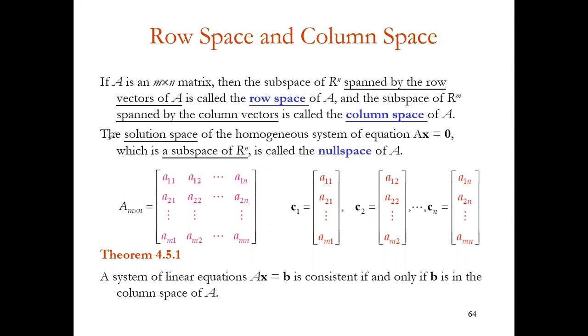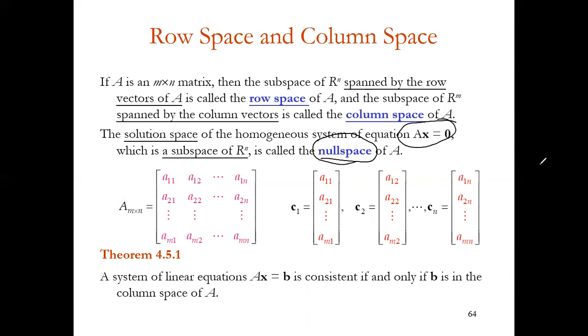Now, if we have a homogeneous system of linear equations, in the form of Ax equals 0, for example, the solution of this equation is a subspace of Rn, and this is named the null space of matrix A. So we have the subspace of Rn spanned by the row vectors of A, which we call the row space, and the subspace of Rm spanned by the column vectors, which is called the column space.